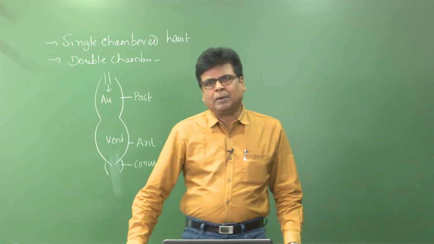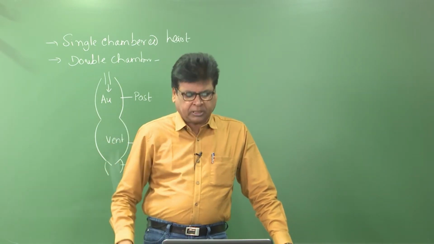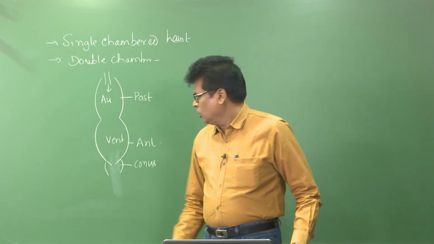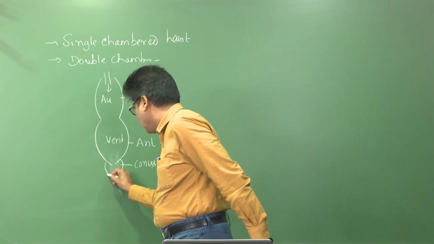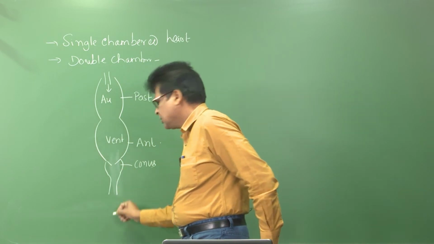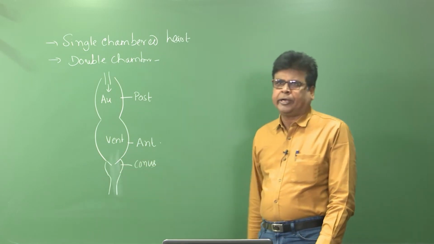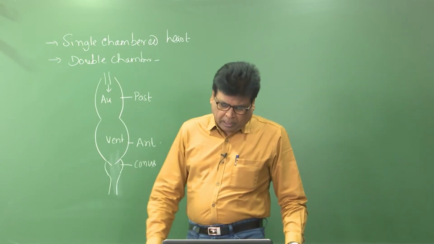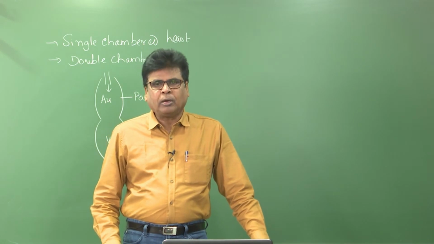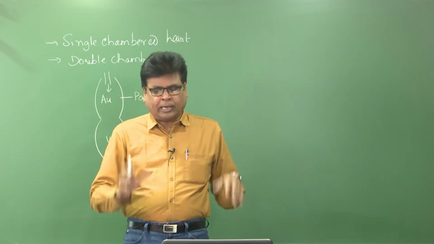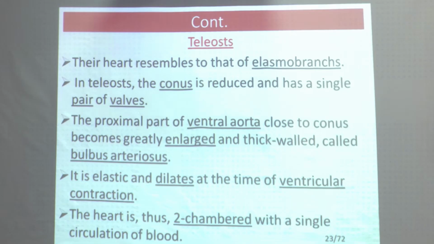Then the proximal part of the ventral aorta. If this is the conus, now this is the ventral aorta. The proximal part means this part, the part which is connected to the conus. A large artery is known as an aorta. So the proximal part of the ventral aorta close to the conus becomes greatly enlarged and thick walled, called the bulbus arteriosus, you see.